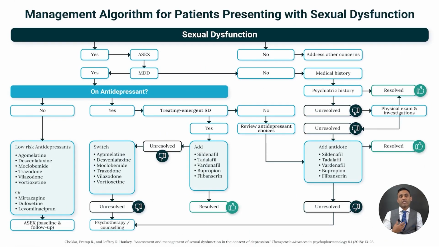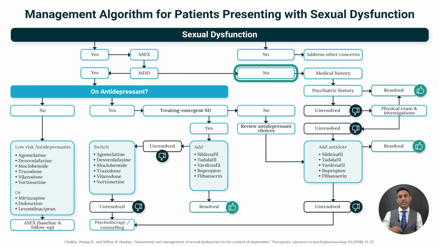Is it reduced libido, erectile dysfunction, anorgasmia? Is it decreased vaginal lubrication, etc.? If there is sexual dysfunction, consider using a valid scale like ASEX, which is the Arizona Sexual Experience Scale. The next step is to identify whether the patient has major depressive disorder.